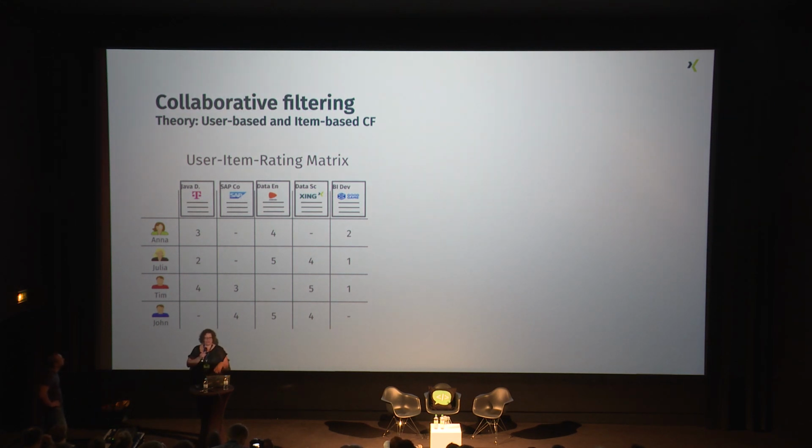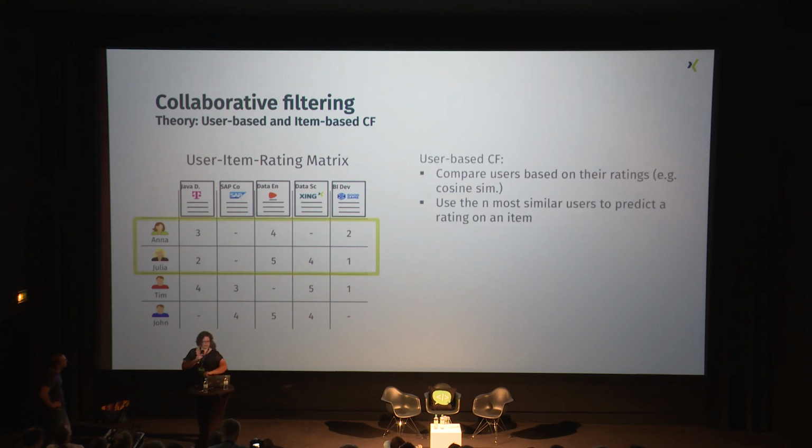Okay, so let's go to the collaborative filtering. I will first say something about the theory behind that. So here we have our four users. We have Anna, Julia, Tim, and John, who rated 5 job postings on a scale from 1 to 5. And in user-based collaborative filtering, we try to find similar users, which we can do by comparing the ratings.